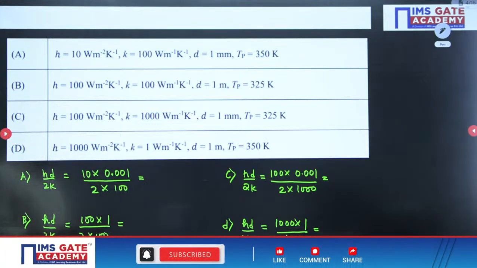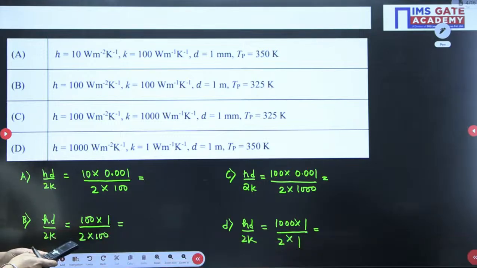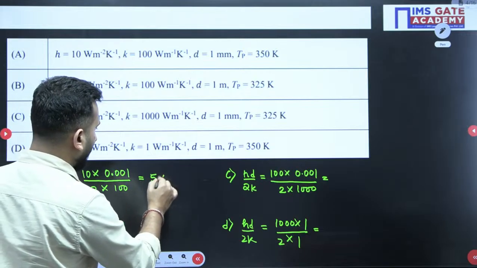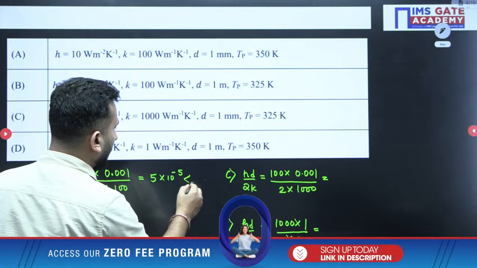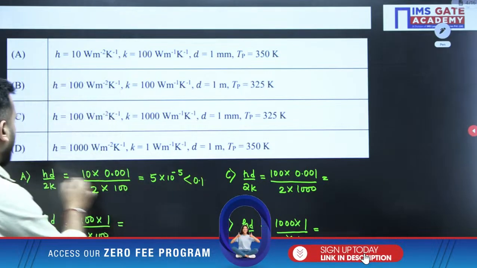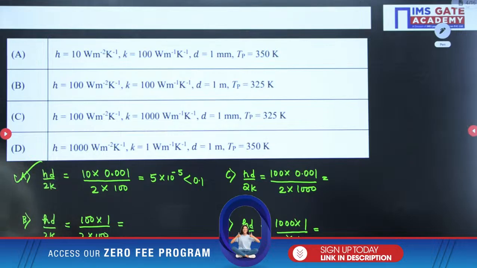So in the first case it is coming out to be 5 into 0.001 divided by 100. So this is coming out to be 5 into 10 to the power minus 5, which is very much less than 0.1. So yes, it is valid. Lumped analysis is valid in this case.